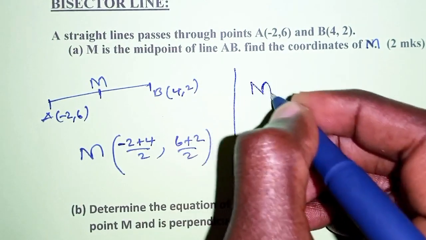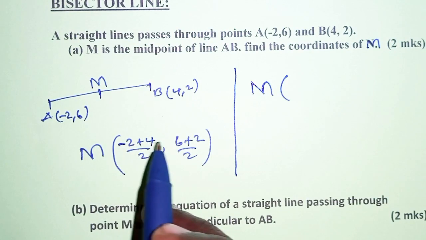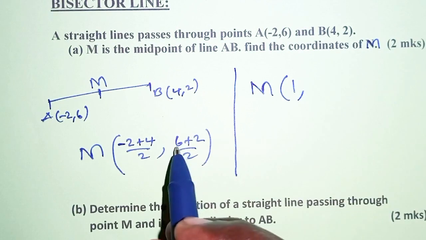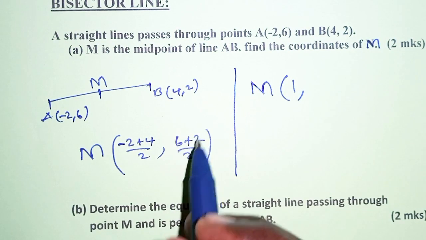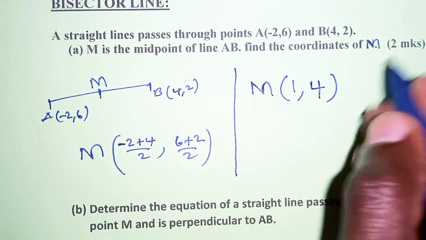So that means M should be, so we have -2 plus 4, that is 2. 2 divided by 2, we have 1. And then for this other part, we have 6 plus 2 is 8. 8 divided by 2, we have 4. And that gives us the coordinates of M.